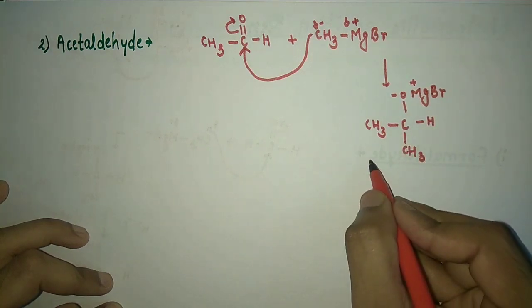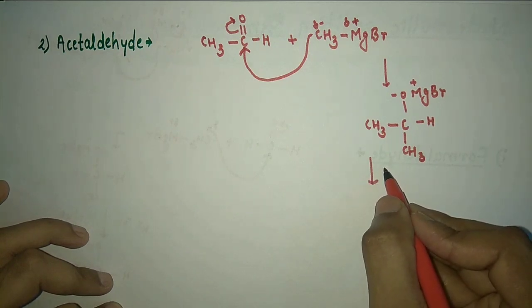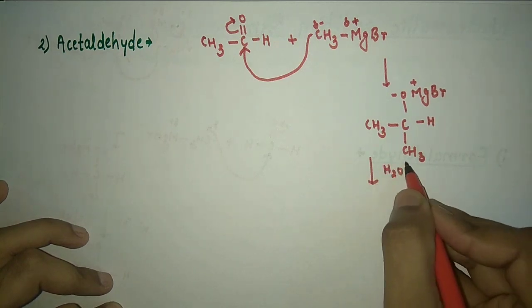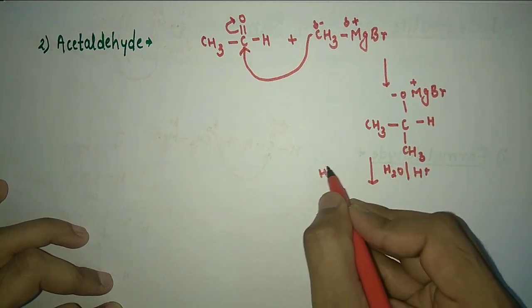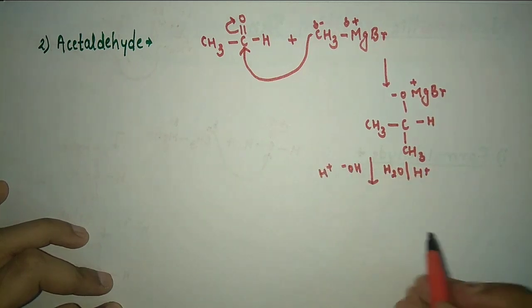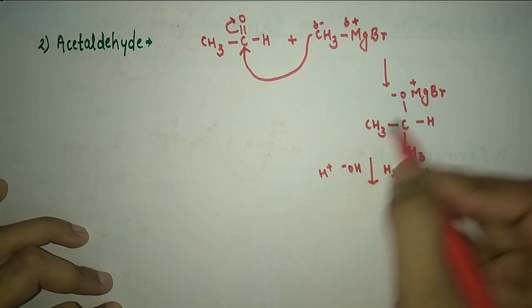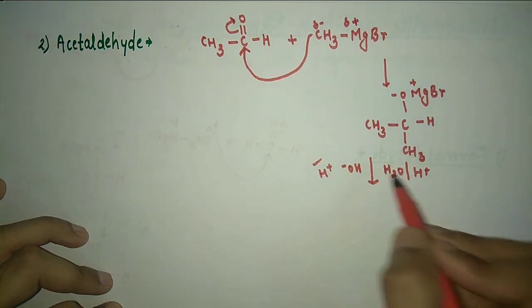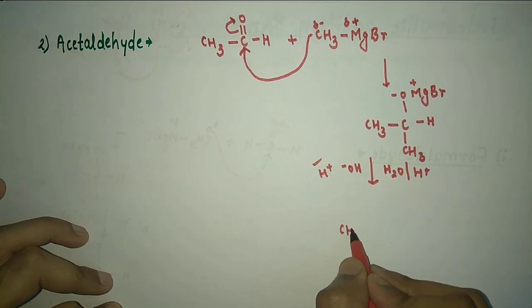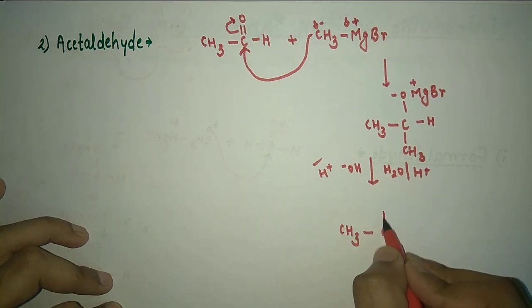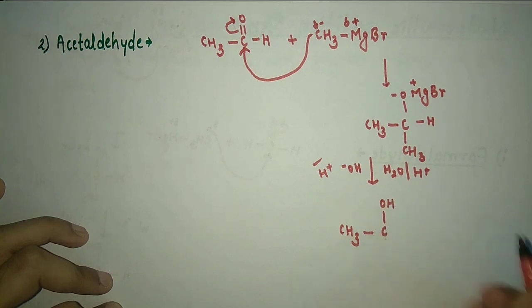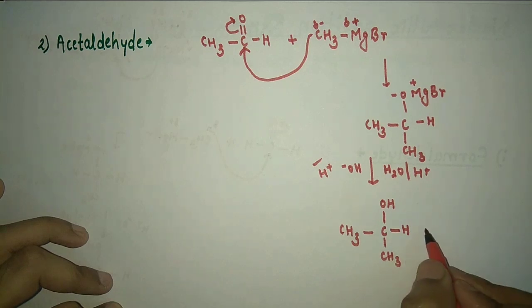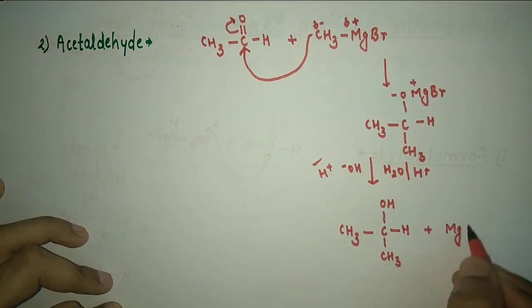So after this, the next step will be hydrolysis in the presence of dilute acid. Okay, H2O in the presence of acids, H plus and OH minus. So again what will happen? This O minus will abstract this H plus, and MgBr positive will go with this OH minus, and what forms as the product? CH3, C. This O minus will accept a proton, this H, and this is CH3, and the byproduct will be the basic bromide, that is Mg, OH and Br.